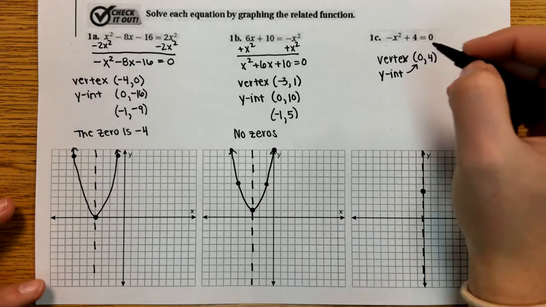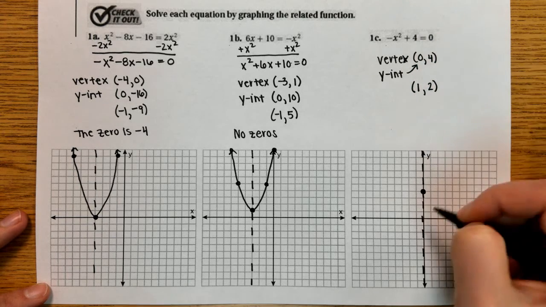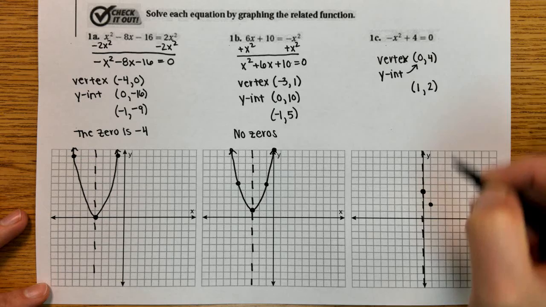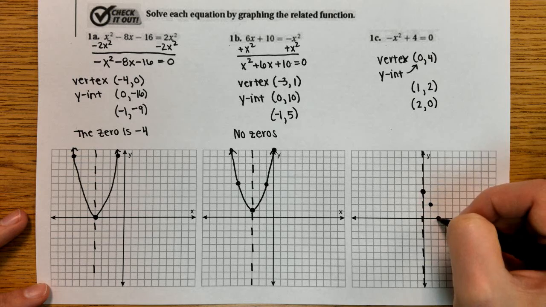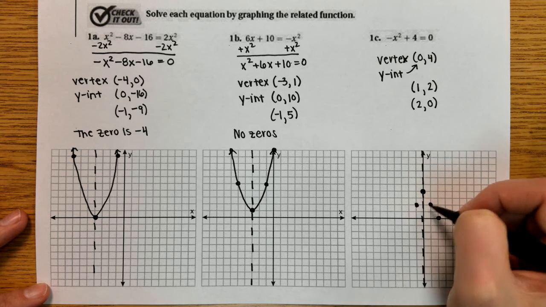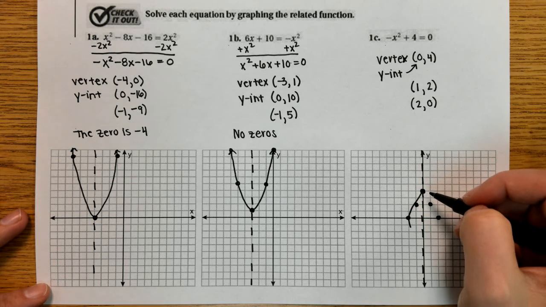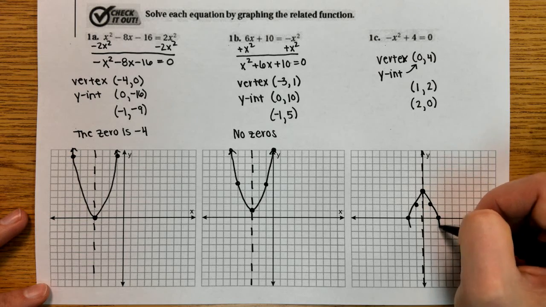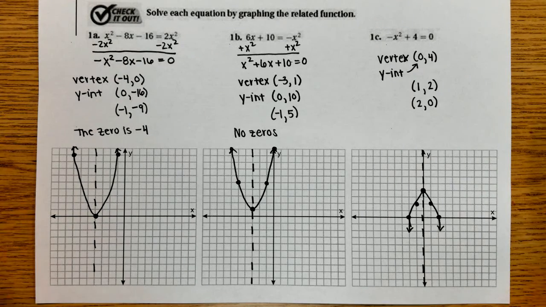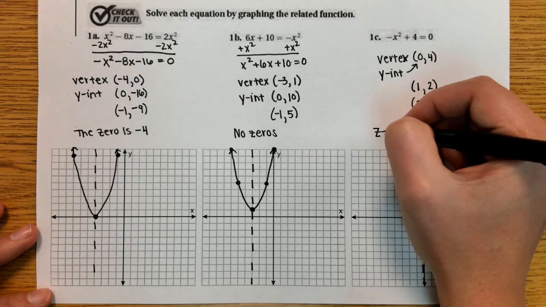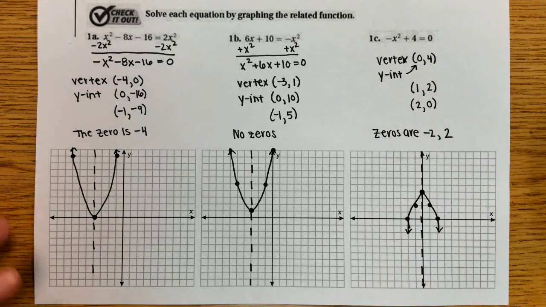So I'm going to get 2 more points. I'm going to say when x is 1, y is going to be 2. So right 1, up 2. And then another coordinate, if you substitute in 2, you get 0. So right 2 and then 0. Reflect these over, 1 over, and then this guy's 2 over. Our parabola will look, sorry, that was a very terrible drawing on my part, will look something like this. So here, zeros are negative 2 and positive 2.